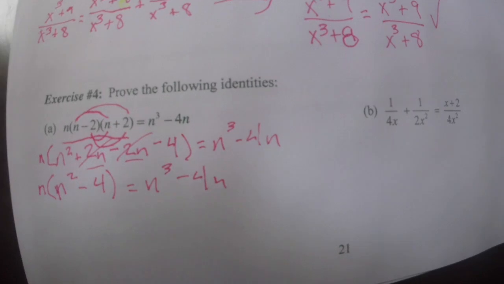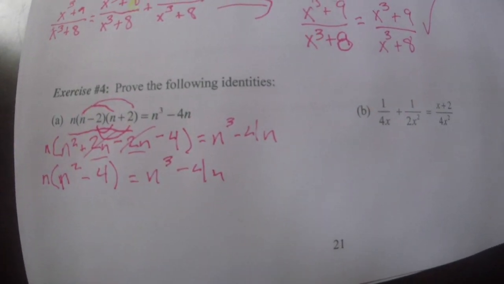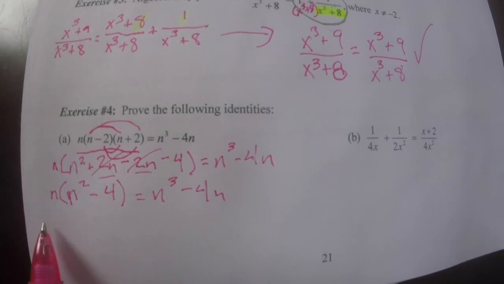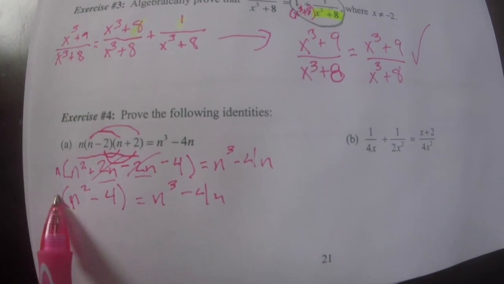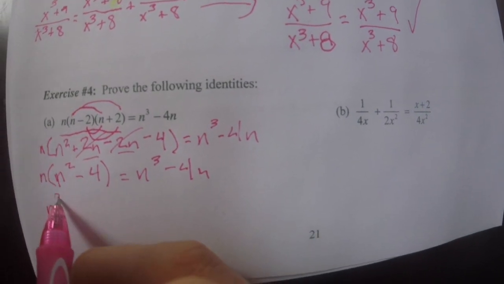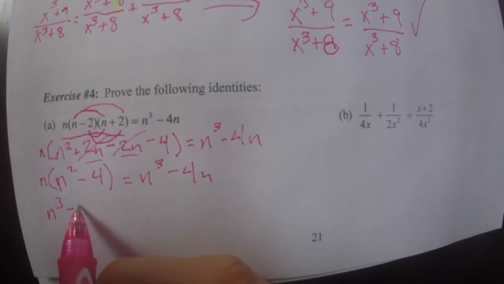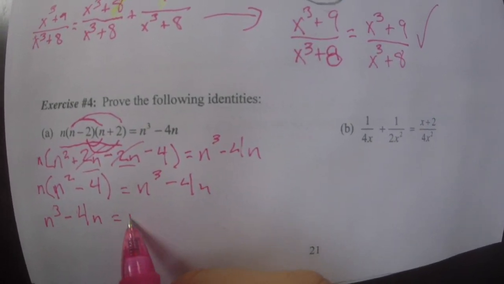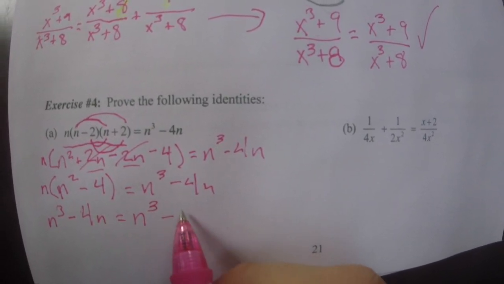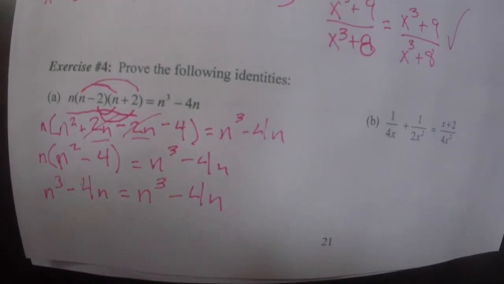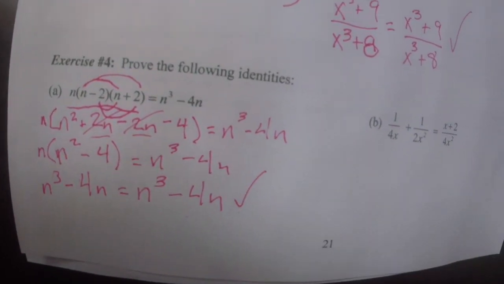Anything I could do to the left-hand side of the equation? I certainly think so. We have this n on the outside here. Let's multiply that in to the parentheses, and guess what I'm going to get? N to the third minus 4n. And is that equal to the right-hand side? You bet. So, this is definitely an identity.